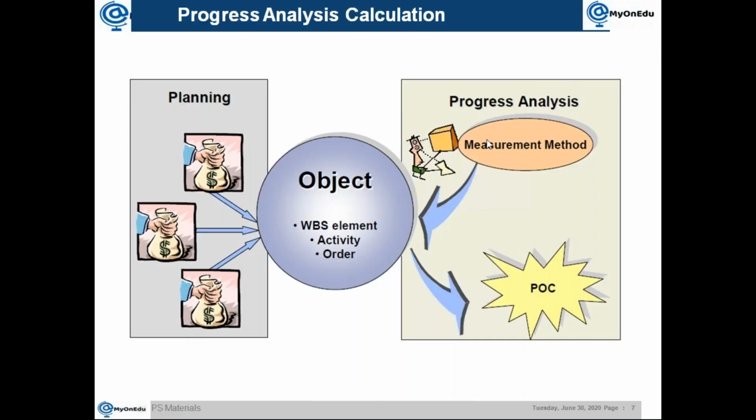Then you use some kind of measurement method for that object to calculate the POC. So there are three factors involved here. One is the planned values for the object, then the measurement method you define for that one, and based on that, you derive a POC for that.